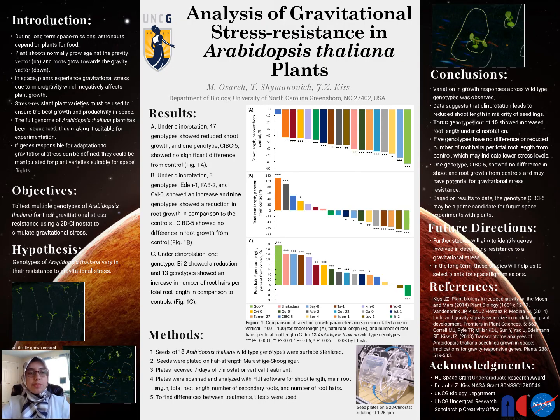So in the long term, we want to identify genes that are involved in developing gravitational stress resistance in plants. And finally, these genes could be checked or manipulated to produce or engineer plant varieties that will grow well during spaceflight missions in microgravity or in reduced gravity environments like the Moon or Mars.